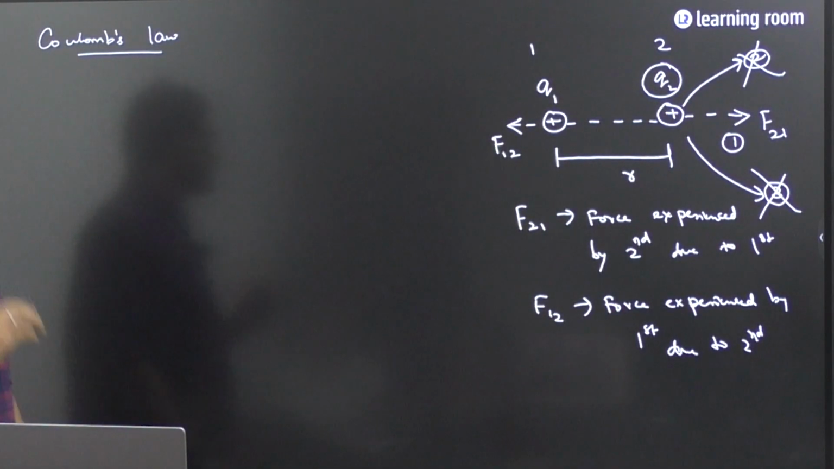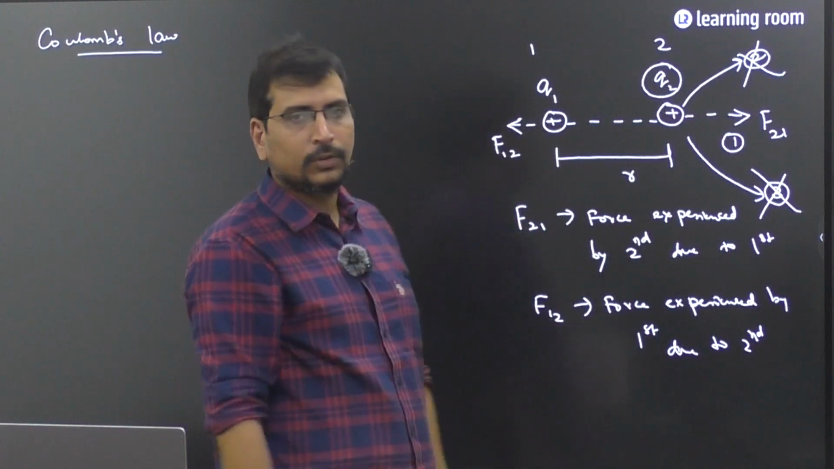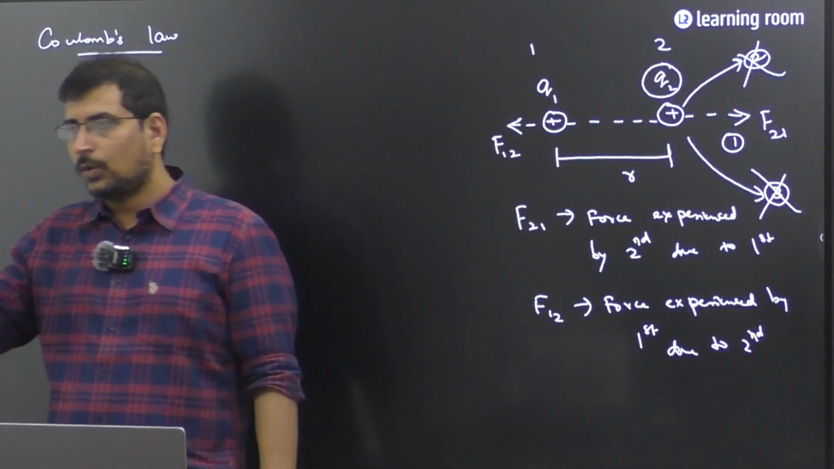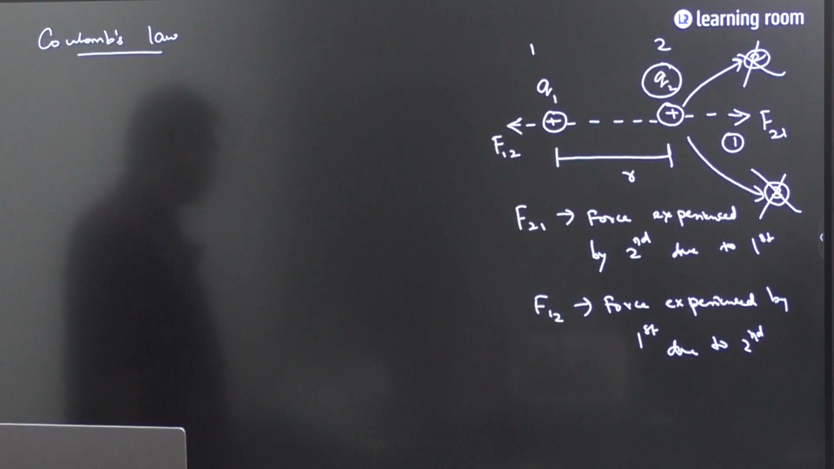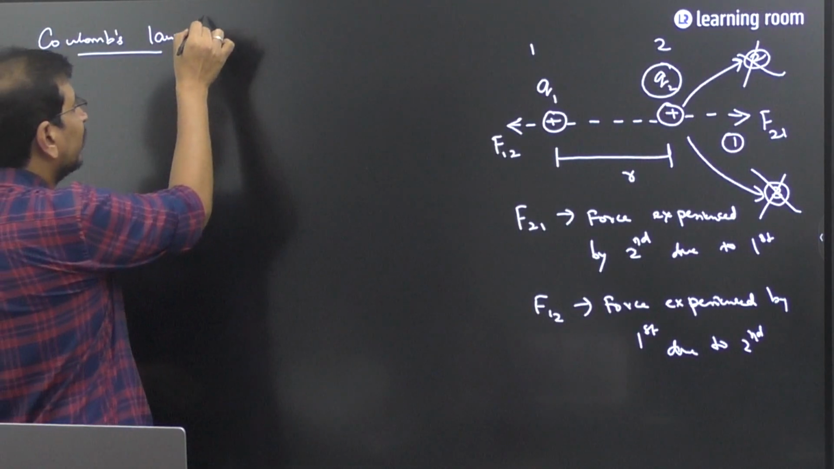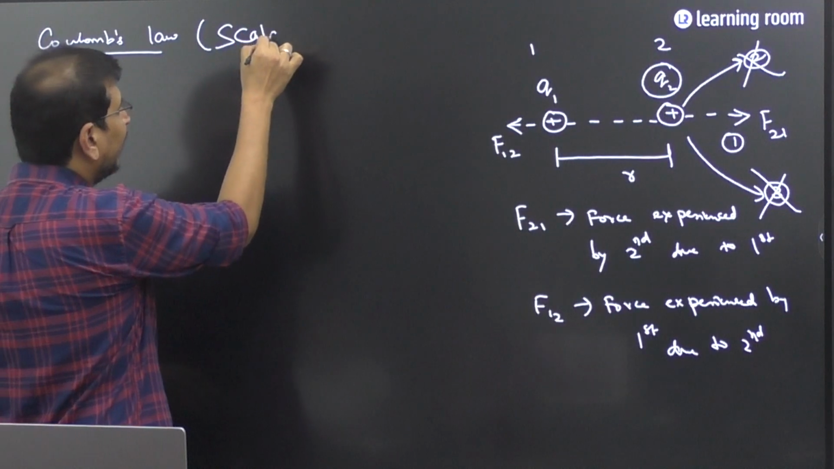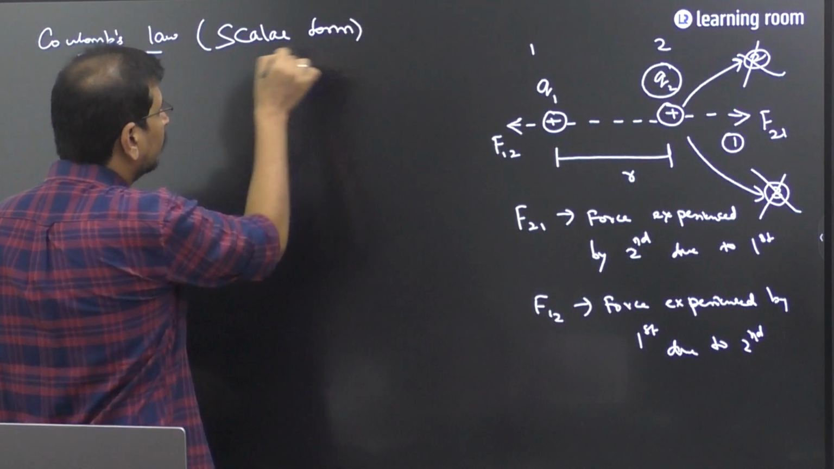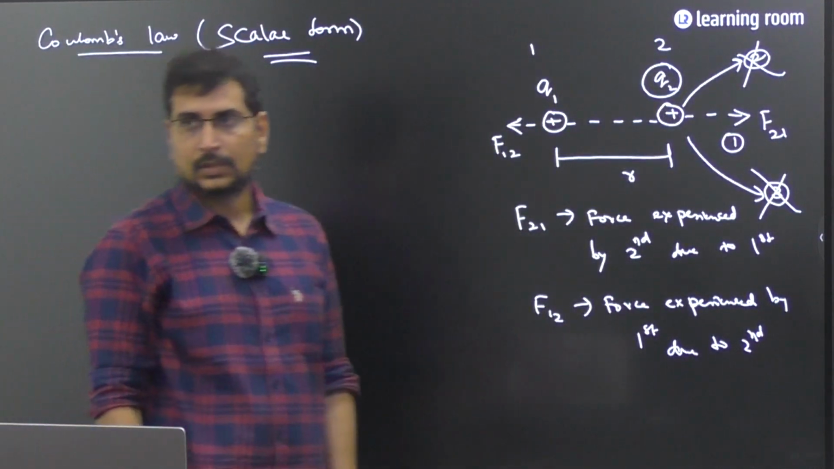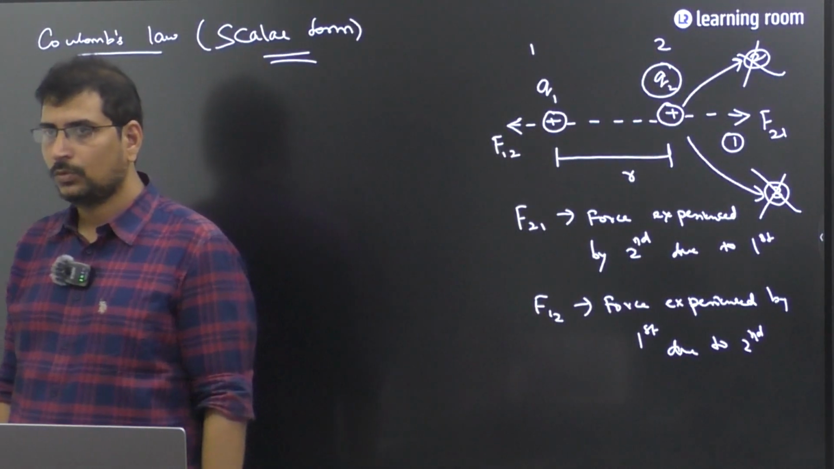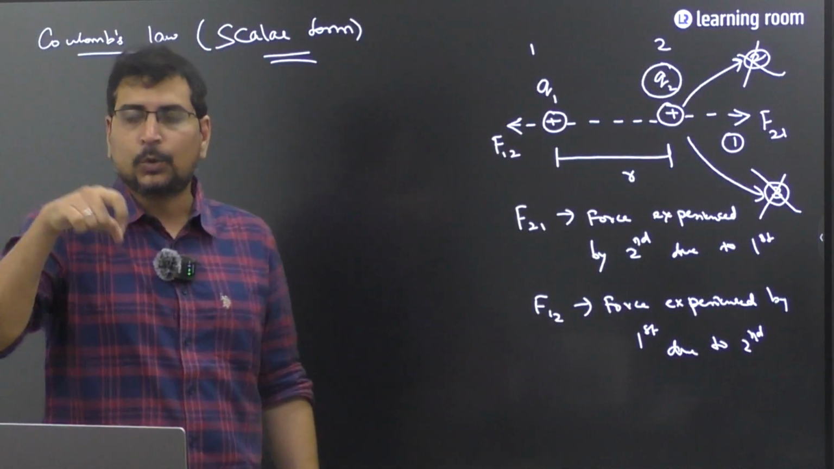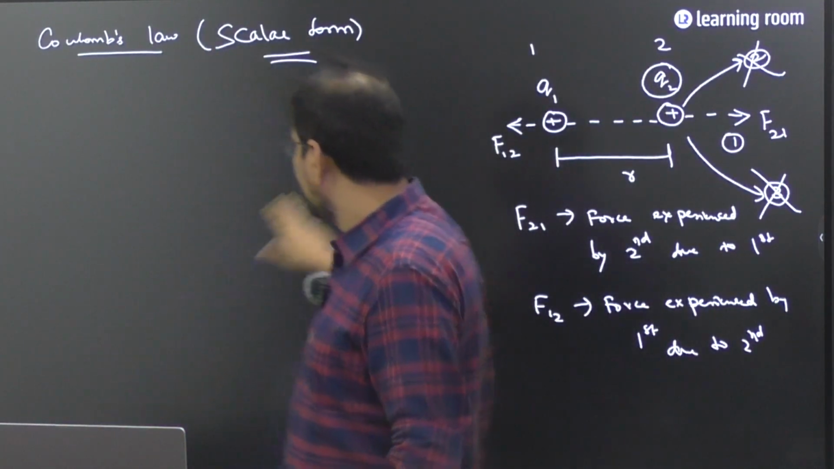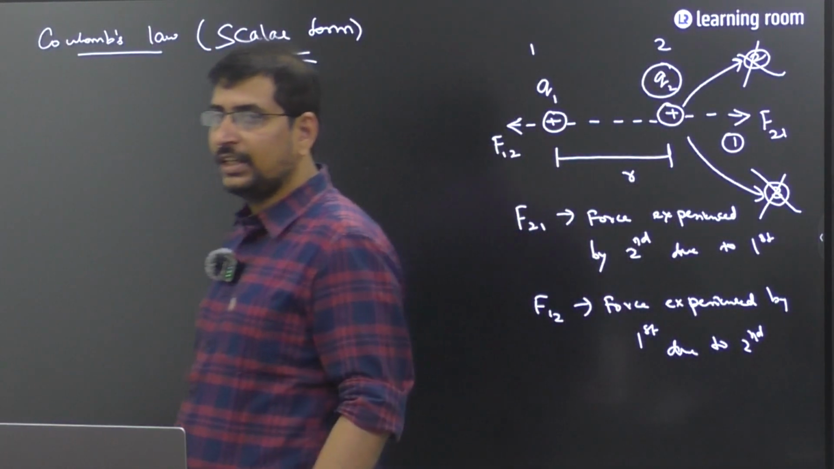Now comes an important question. We understood everything in terms of direction. Now we need to understand what Coulomb's law has to say, for which the first part I am going to concentrate upon is the scalar form. What I mean by scalar form is, I'll only be concerned about the magnitude of the force that is going to act when these two charges interact with each other.